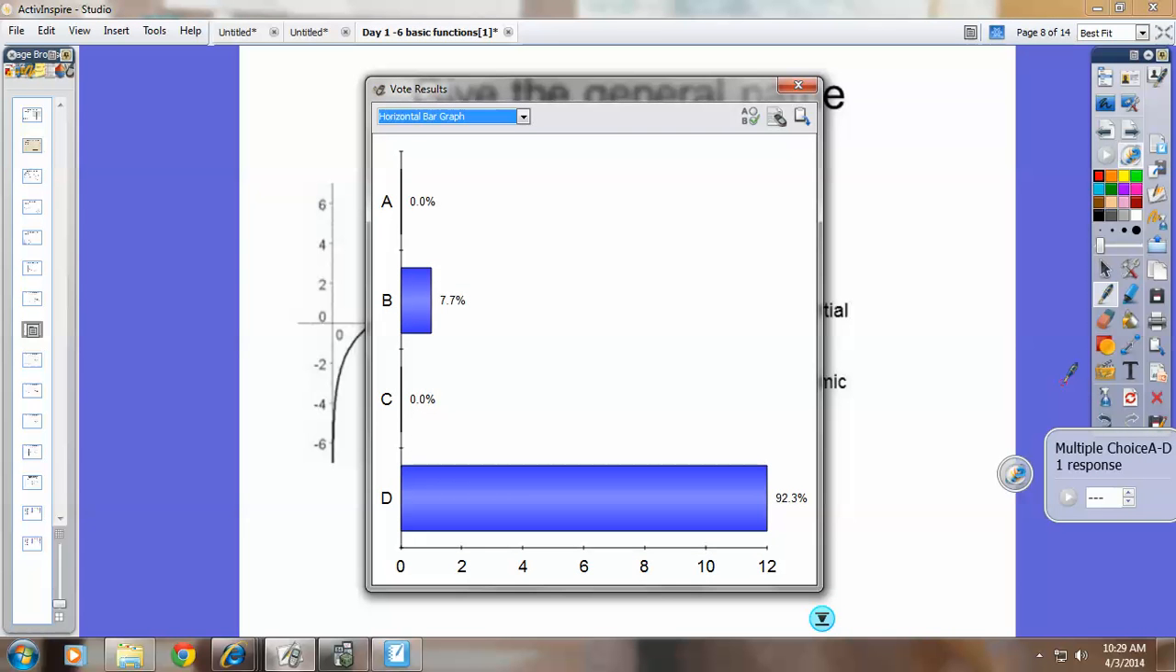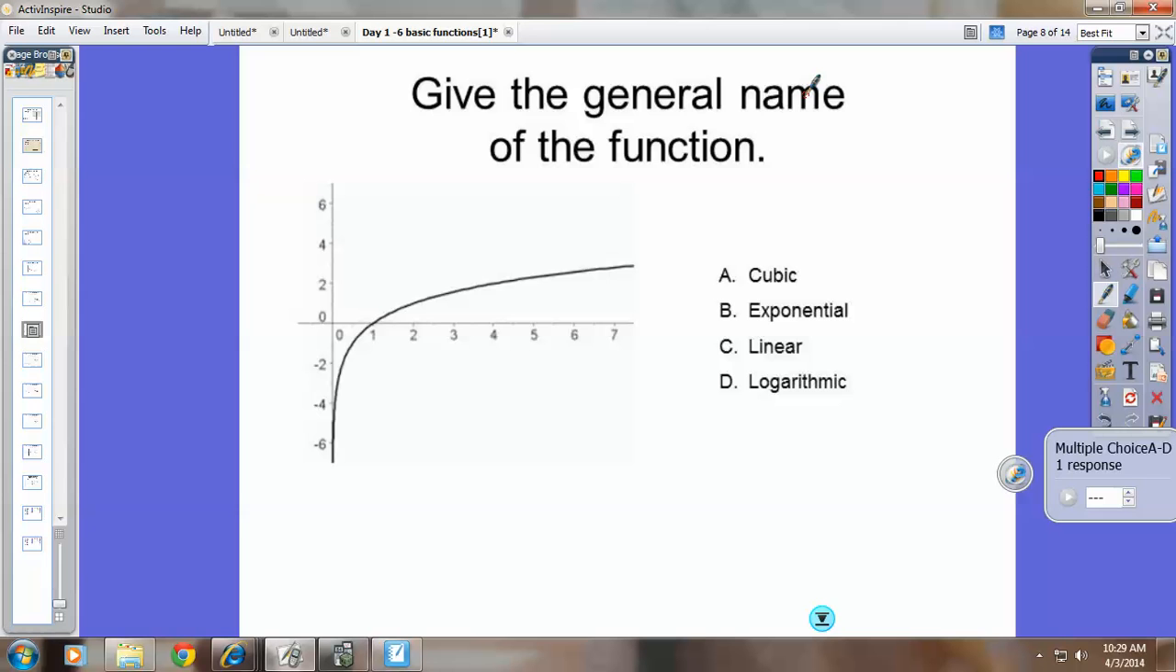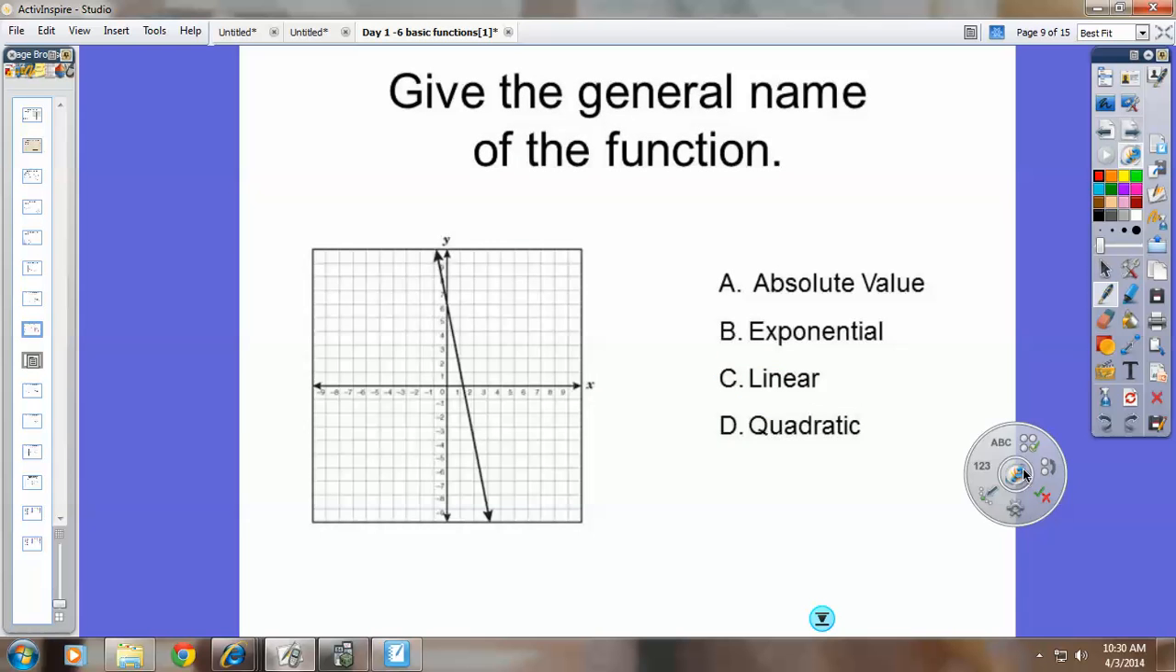Very good. D, logarithmic, is correct. Remember, I always get exponential and logarithmic confused. That's why I told you the LL Cool J thing. But if it looks like an L or a J, that's the exponential. D is correct. How about this one?